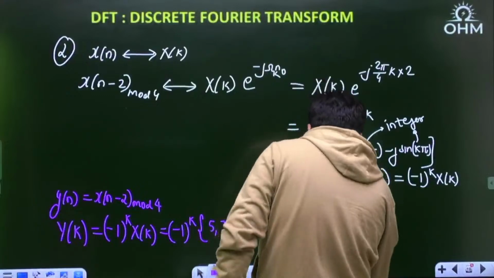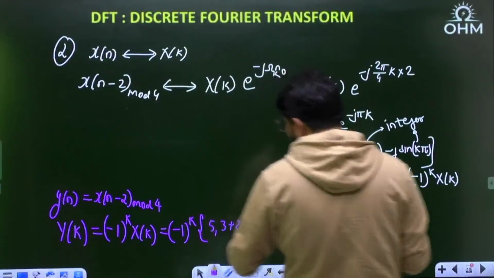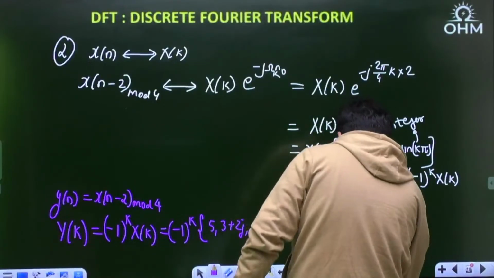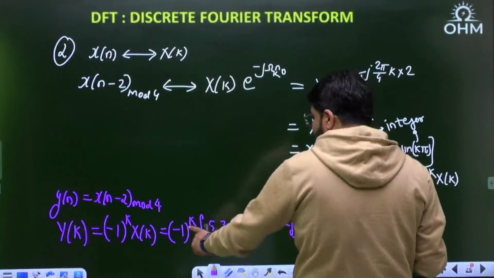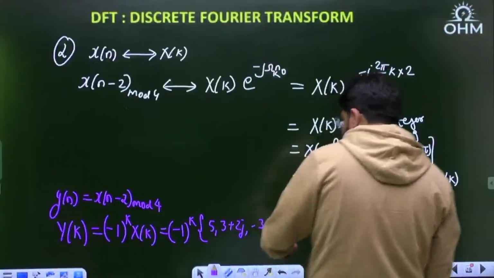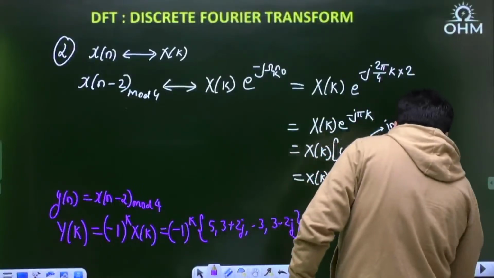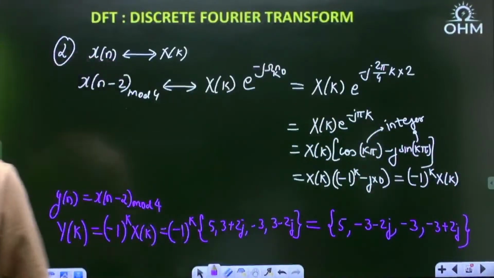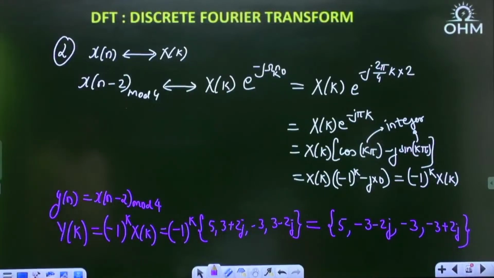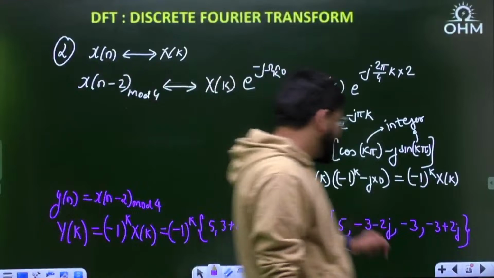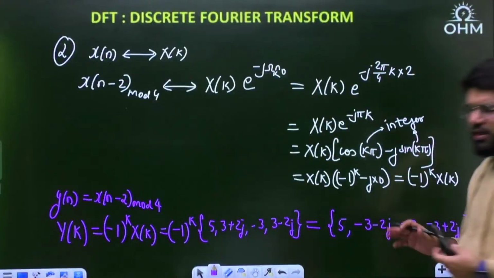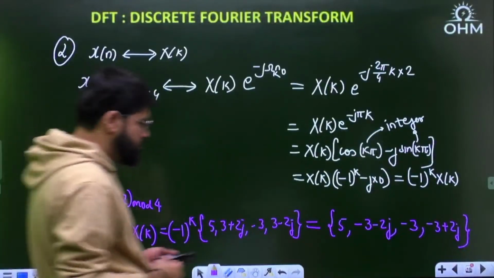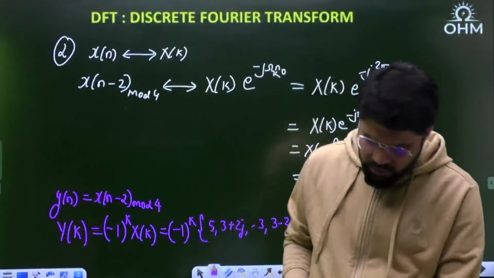So 5 into minus 1 power 0 will be 5 only. Minus 1 power 1 will be negative. Okay, this is k equal to 0, 1, 2, 3. So for k equal to 1 the value will become negative: minus 3 minus 2j. Minus 1 power 2 is positive, so this will remain minus 3 only. And then minus 1 power 3 is again negative, so minus 3 plus 2j. I have multiplied minus 1 power k inside for the corresponding value of k. So the last answer is 5, minus 3 minus 2j, minus 3 and minus 3 plus 2j.